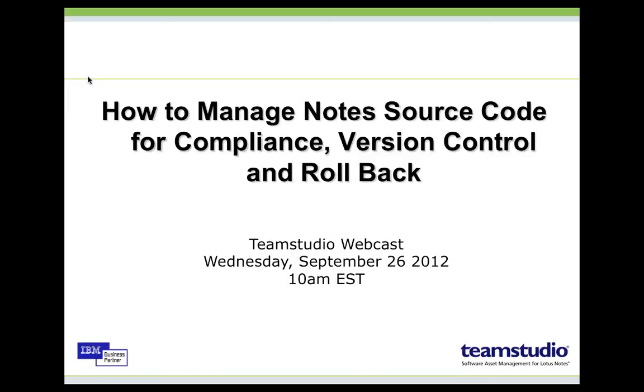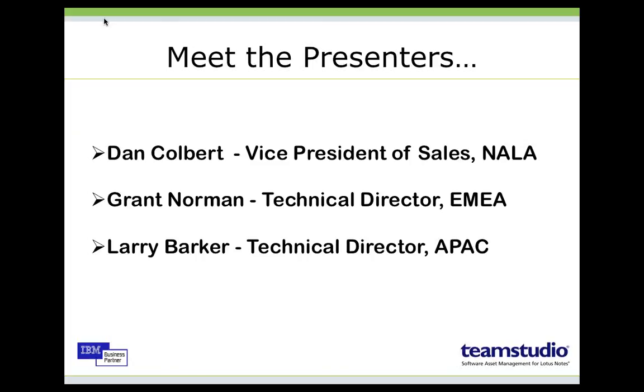Currently, a lot of the messaging you're going to see is around our Unplugged system, which is the leading platform for mobile applications. Today, we're going to talk about something a little bit different, a subject that's near and dear to everyone's heart, which is source code control, version control, and rollback within the Lotus Notes application development environment. The presenters are myself, Dan Colbert, Vice President of Sales in the North American and Latin American region; Grant Norman, our Technical Director in the UK and India region; and Larry Barker, who is kind enough to be joining us from the wee hours of the evening in APAC.